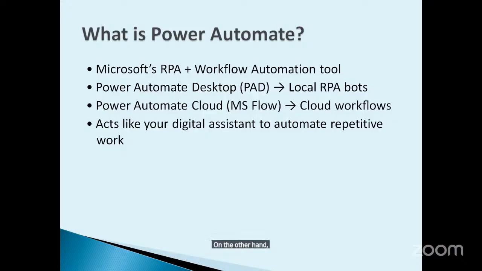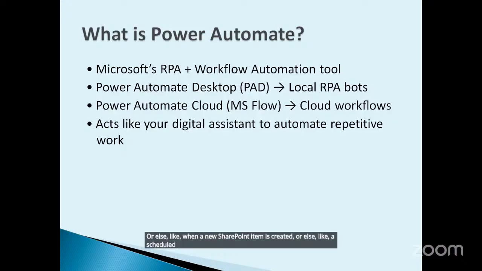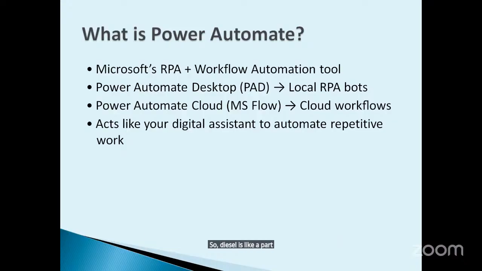On the other hand, we have Power Automate Cloud. This is the cloud part of the automation where the automation flow runs automatically based on a trigger. What I mean by trigger is some sort of event, like a new email. You might get a new email, or a new file gets uploaded in the system, or a new SharePoint item is created, or a scheduled time occurs. So these are all part of events. And if any of the events happens, you want your flow to run, and in that scenario your flow will run.